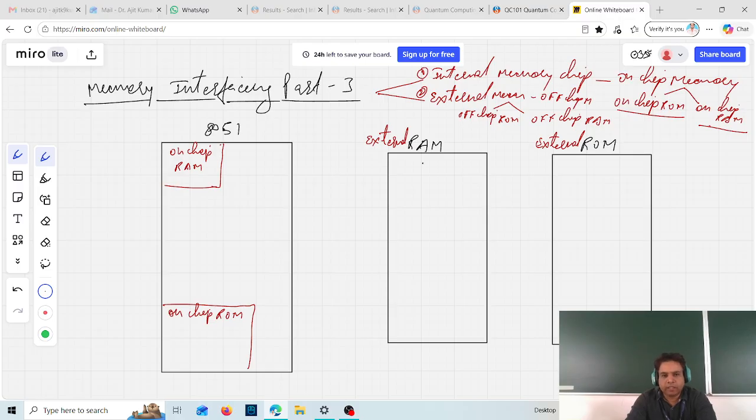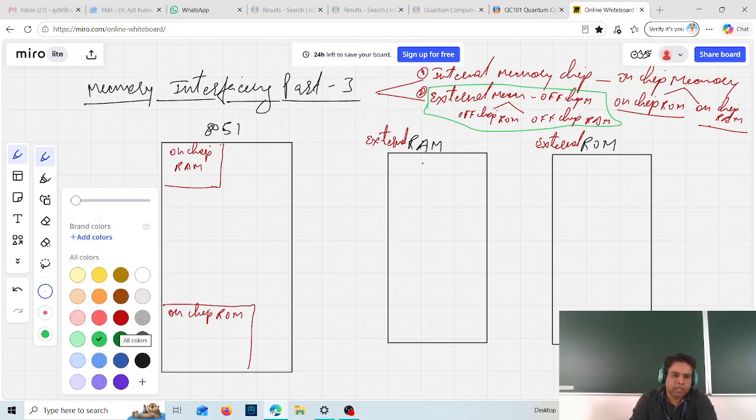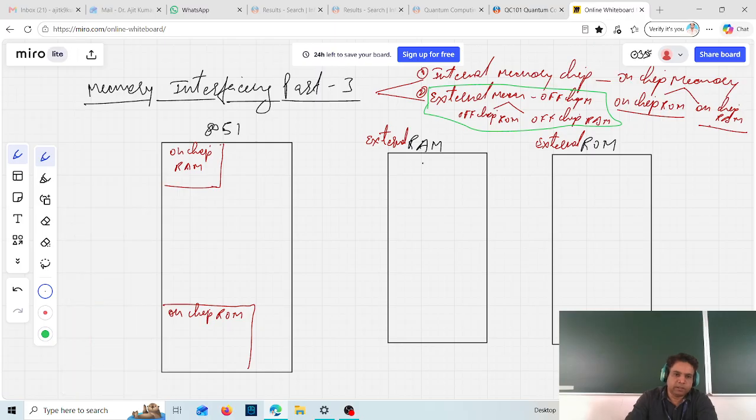Now, how are they interfaced? When we talk about interfacing, we are actually talking about the external memory. We will not talk about the internal memory right now. So interfacing is concerned with the external memory, meaning external ROM and external RAM. Now you have to understand two connections here.